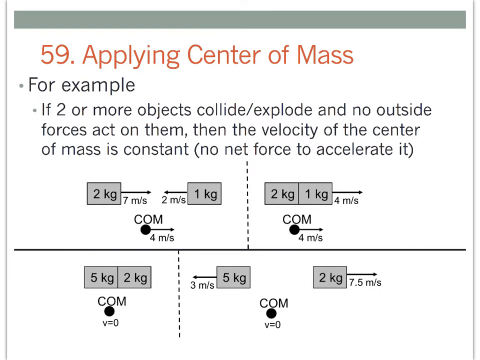We see another example here where both objects are initially at rest. They explode apart, going in opposite directions. But if we did the weighted average, once again, of the velocity of their center of mass, that still is going to be 0. Even though both are moving, it's going to end up canceling out. They're both moving at different speeds, but when we do that weighted average, the velocity of their center of mass remains 0, because there were no forces acting on the system in order to accelerate the center of mass.